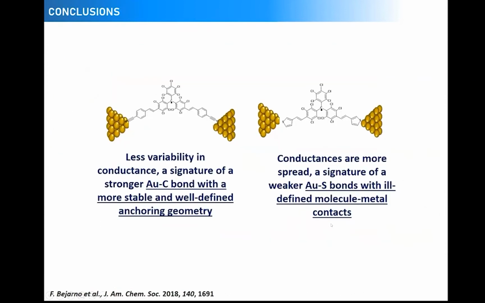So this proved that using these terminal alkenes, we had less variability in conductance, which we believe is a signature of a stronger carbon-gold bond with a more stable and well-defined anchoring geometry. On the contrary, when we investigated these molecules with the thiophene, we saw that the conductance values we measured were more spread, and this could be a signature of the weaker sulfur-gold bond with ill-defined molecular-metal contacts.